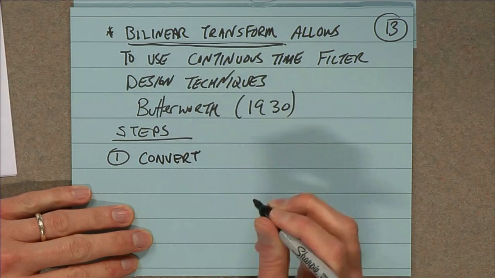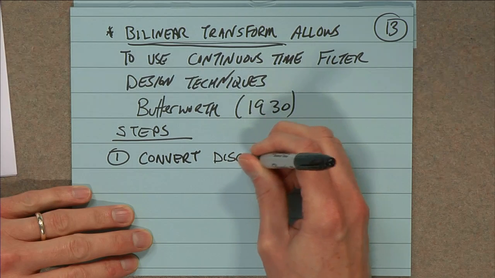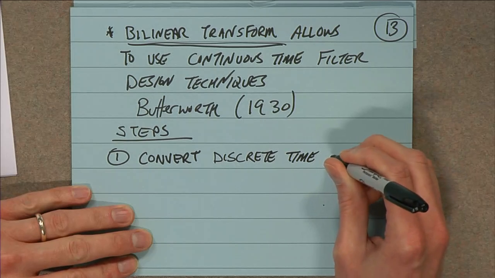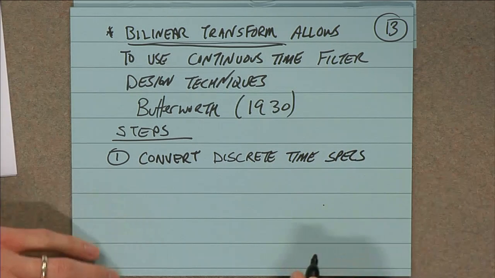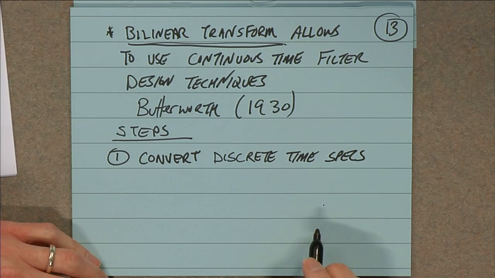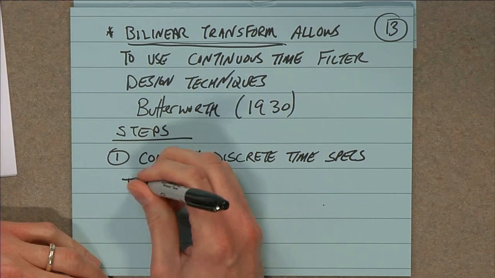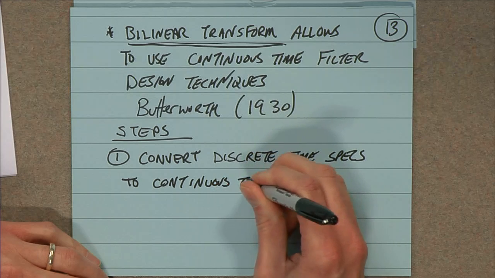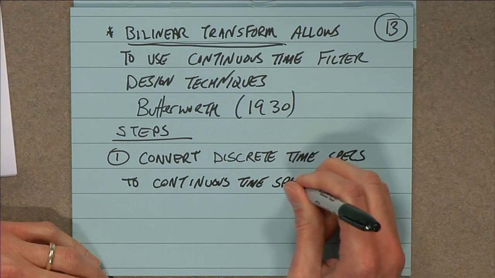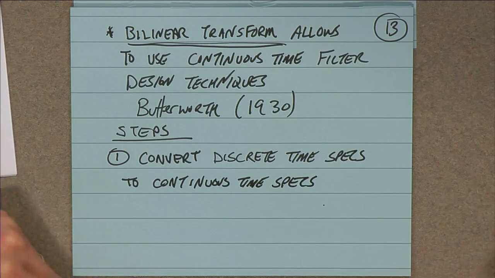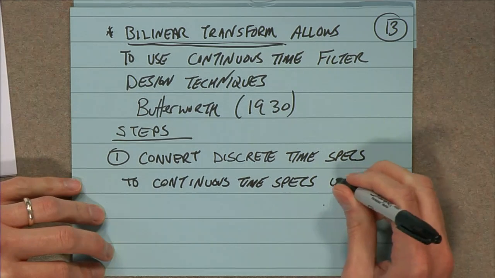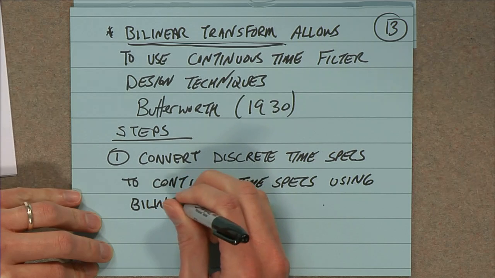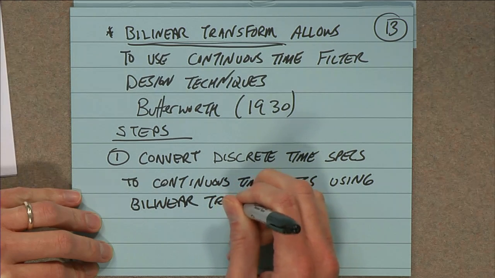is to convert the discrete time specs, which you get from understanding your system or what you're trying to achieve, to continuous time specs. You need to do that because you can't design the continuous time filter without continuous time specs, using the bilinear transform. So that's step 1.